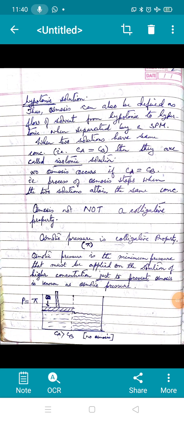So when two solutions have the same concentration, that is, the concentration of A is equal to the concentration of B, then they are called isotonic solutions. No osmosis occurs if the concentration of A is equal to the concentration of B. That is, the process of osmosis stops when the two solutions attain the same concentration. Remember, we are discussing colligative properties. Osmosis is not a colligative property.